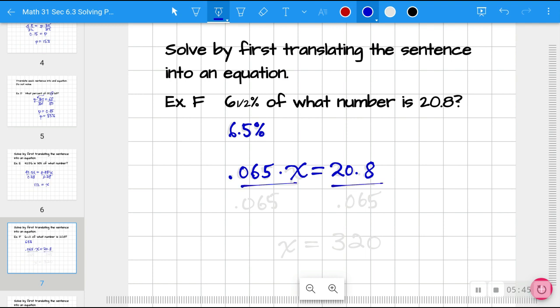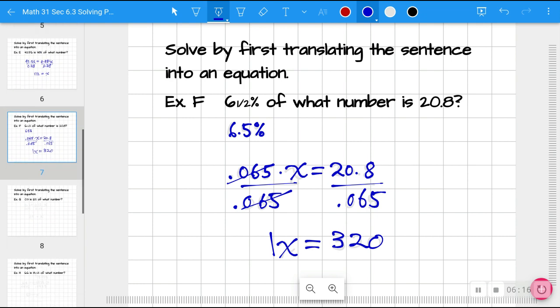Divide both sides by 0.065, and that'll help us cancel it off and leave us with just the x. So, yep, they cancel. The reason they cancel is dividing a number by itself always gives 1, and multiplying by 1 is harmless, or you can ignore it. So you get x over on this side. If you prefer to put a 1 there, that's fine. But on the other side, when you divide 20.8 by 0.065, you get 320.